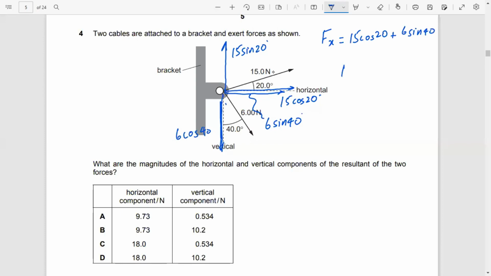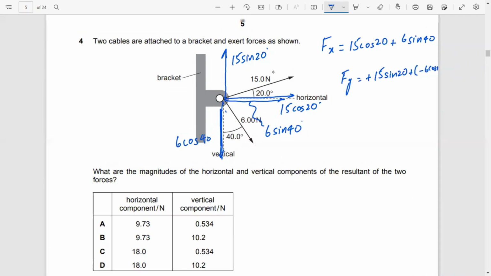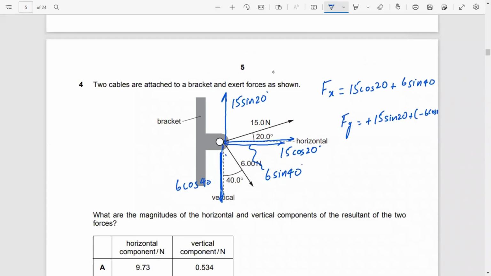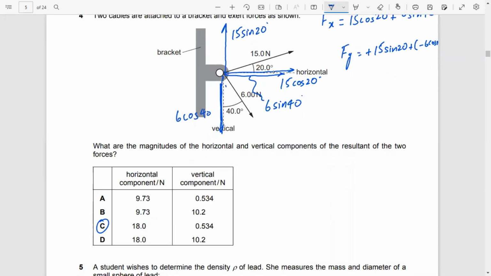And for fy, you have 15 sine of 20, which is positive because it is upwards, and you will have here minus 6 cos of 40. And once you calculate this, you'll get the answer, which is C, right? इस तरह से आप लोगों ने करना.